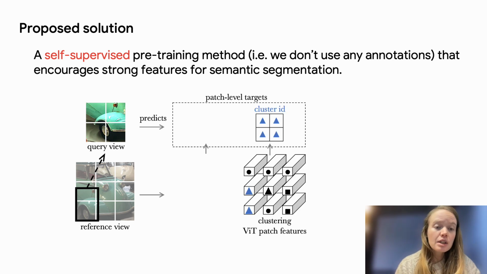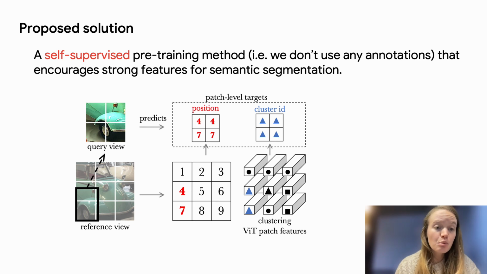The first type is the cluster ID, and so here we simply adapt self-supervised image-level methods like DINO, DeepCluster, SwAV at the patch level instead of their original formulation at the image level. So we cluster the ViT patch features, and then the query needs to predict the cluster assignment of this corresponding patch within the reference view.